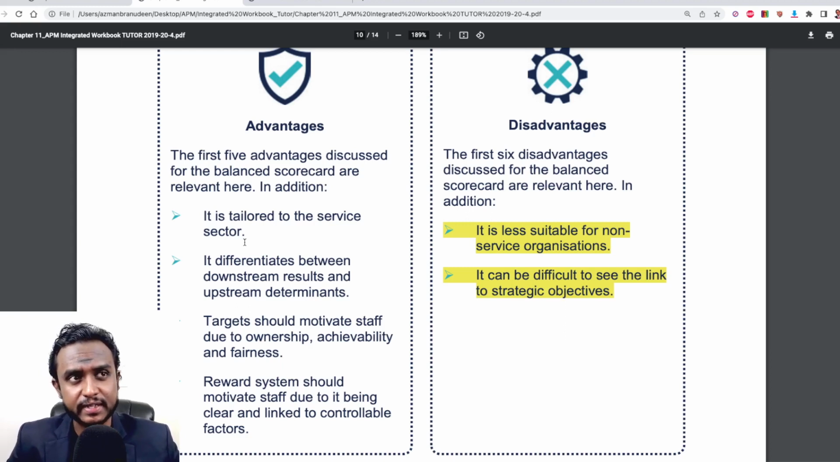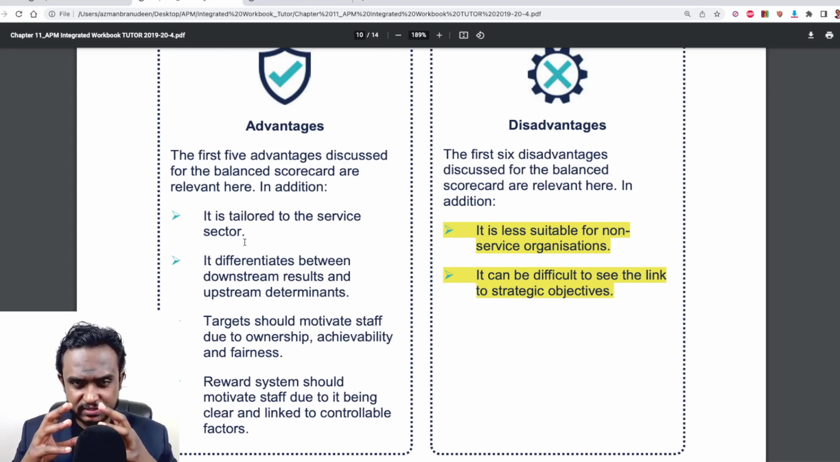In terms of disadvantages, it is less suitable for non-service organizations, and it can be difficult to see the link to corporate or strategic objectives. If you remember with the balanced scorecard, the center point, with all four perspectives and all the strategic choices and options generation, was surrounded by the vision and the mission. Everything is about the vision and the mission. So there seems to be a closer link to the vision and mission with the balanced scorecard, which we don't necessarily notice because the model is pretty much set for us.